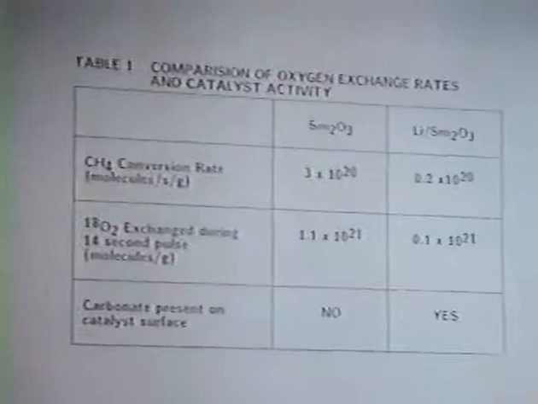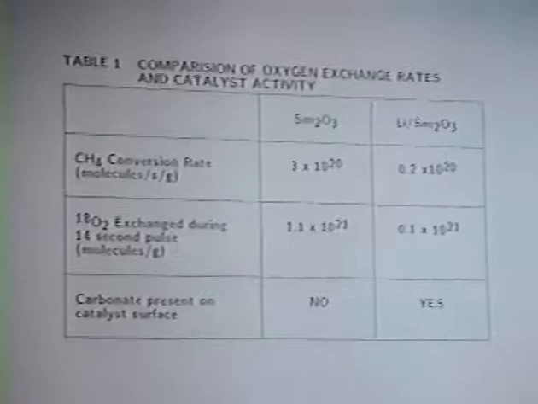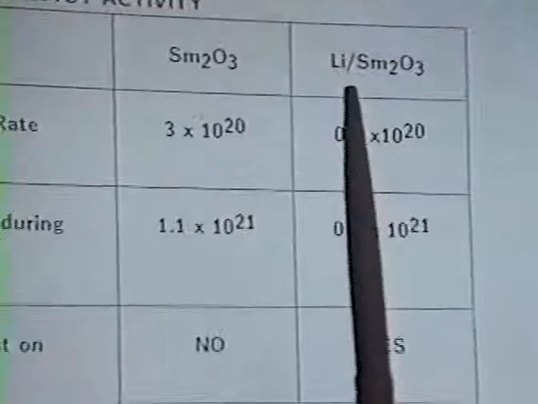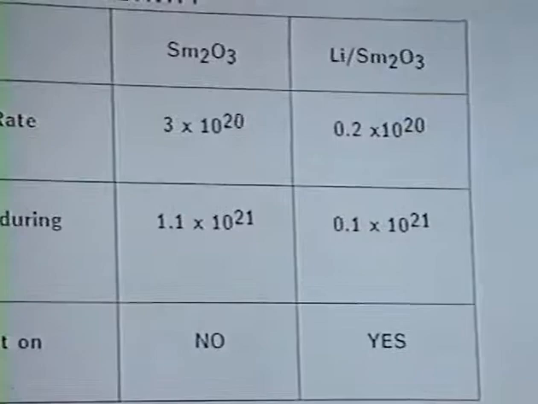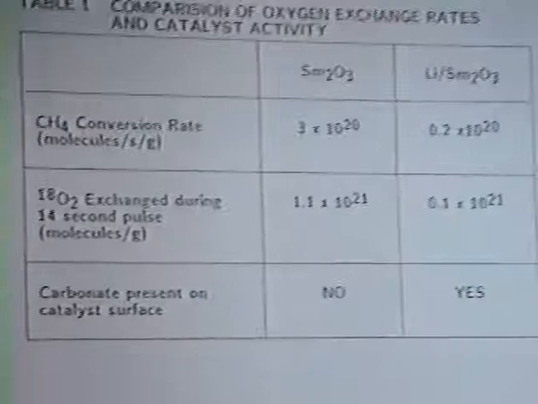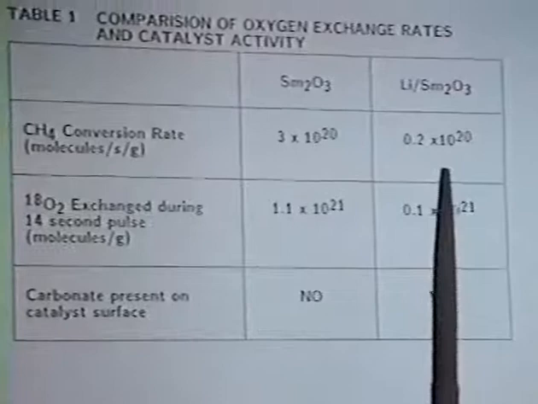I'm coming back now to the question of the relationship between the rate of the partial oxidation reaction and the rate of the exchange reaction. And we used two catalysts, which we found quite interesting: samarium and lithium doped samarium, and the concentration of lithium on our catalyst is about 3%. In the case of samarium, lithium is a very effective catalyst poison, and you can see that when we add the lithium, the net methane conversion rate drops by about an order of magnitude.